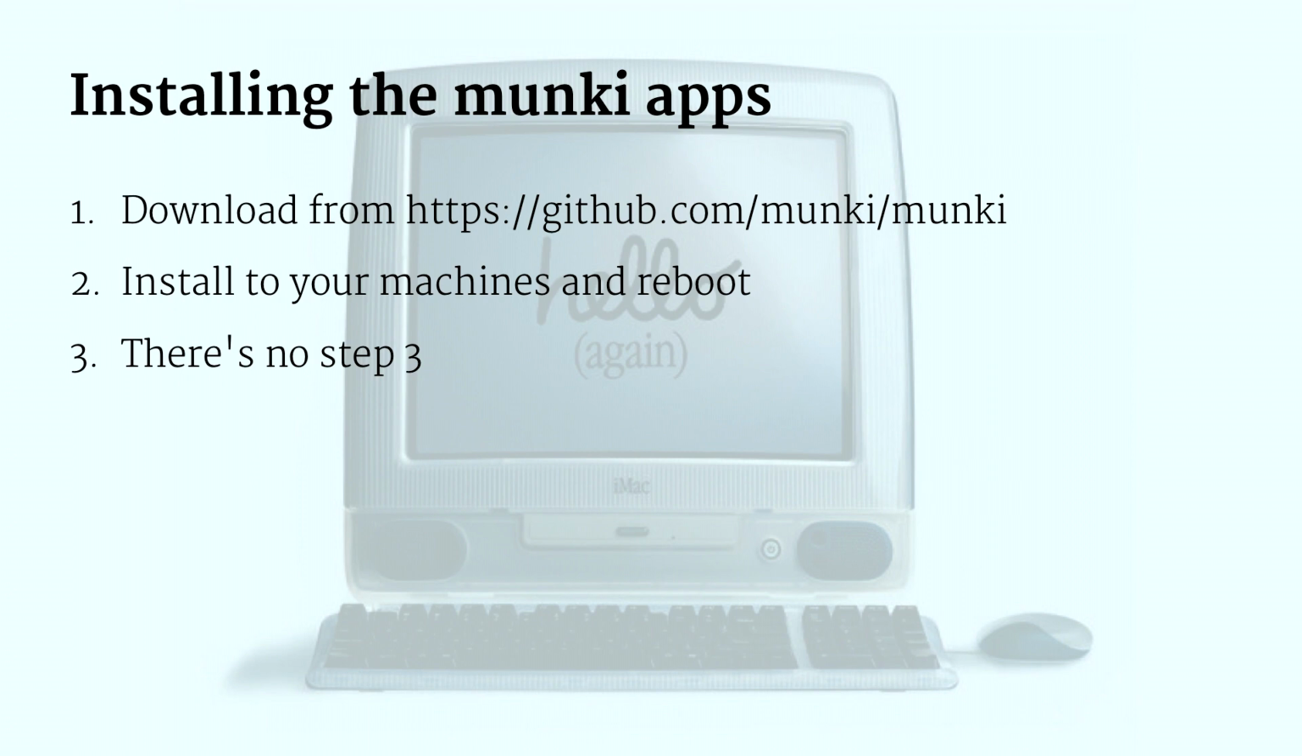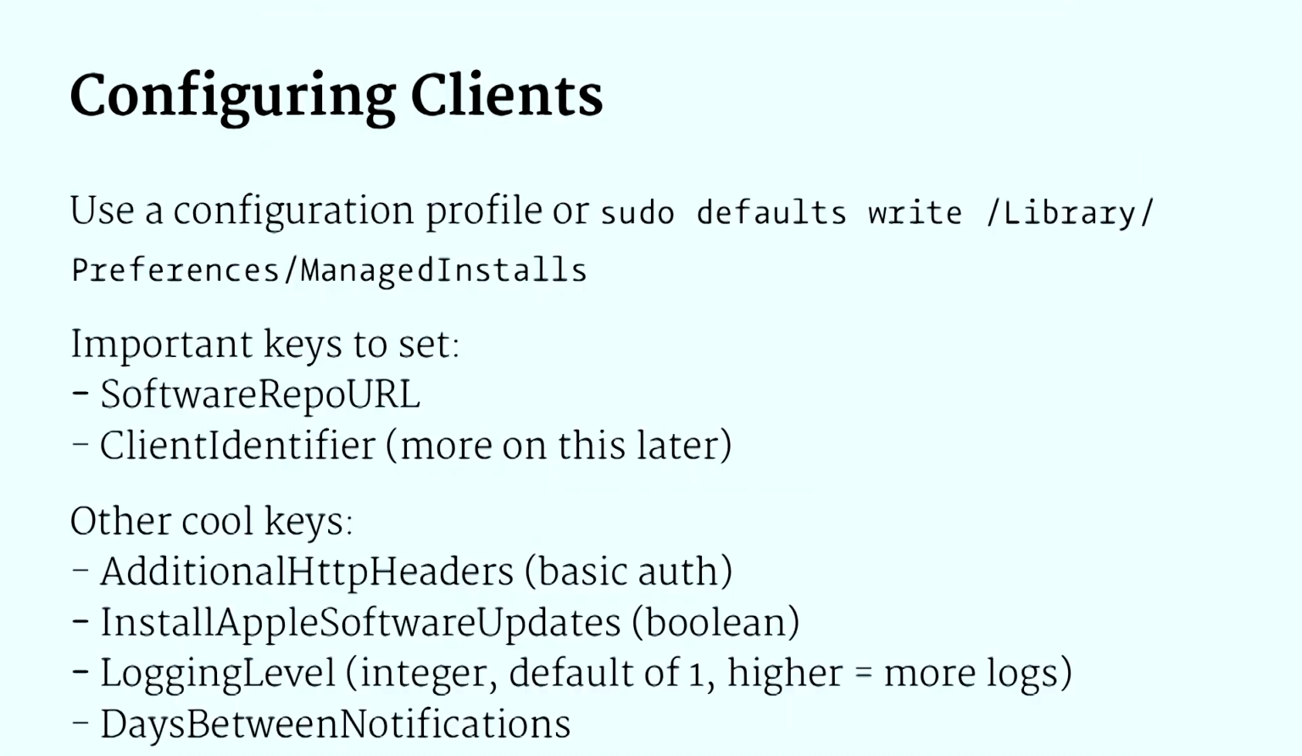So you're probably saying, how do I actually install this to my clients? So you download it from GitHub. It's github.com/Munki/Munki. There's a little releases button. You can download the package, install it to your machines, and reboot them. And there's no step 3. That's it. Just install it, and it is good to go.